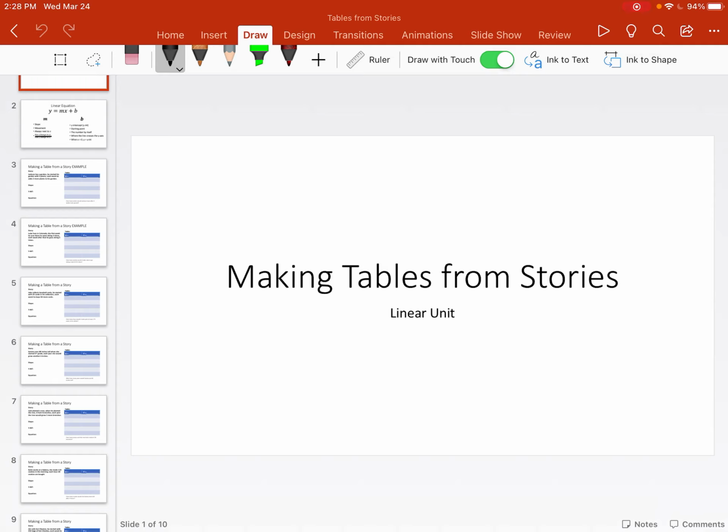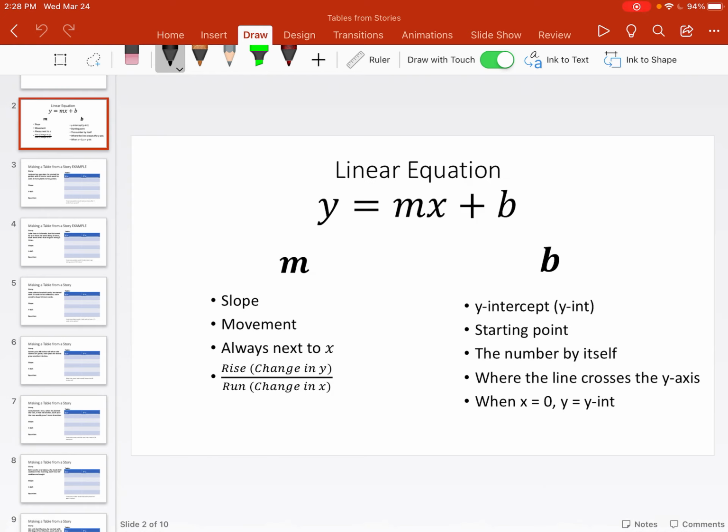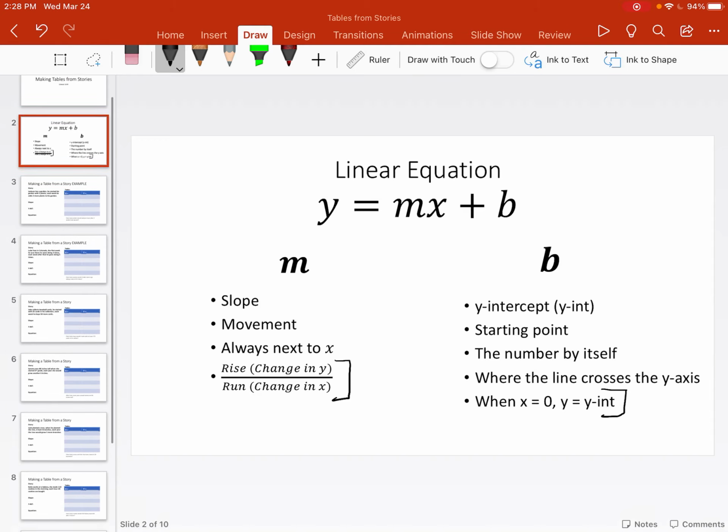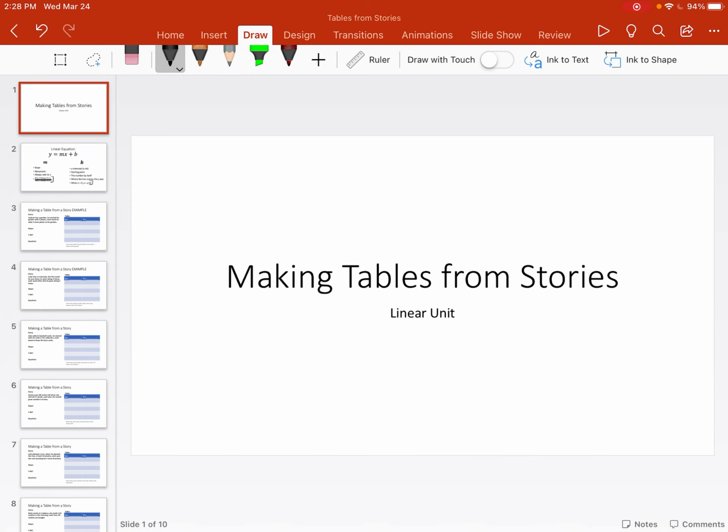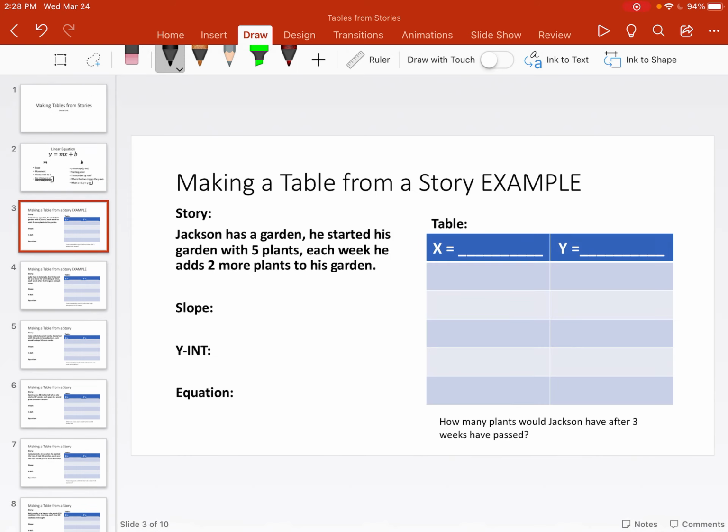We've practiced with making tables when I've given you key information or the slope and y-intercept. Earlier in the week, we looked at making tables from equations. So if I give you an equation, y equals mx plus b, can you turn that information into a table? And again, we're working with rise over run, and when x equals 0, y equals our y-intercept. Today, if you can read from our title, we are making tables from stories. Let's go ahead and jump right in.